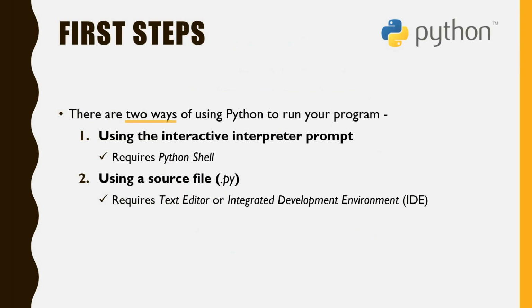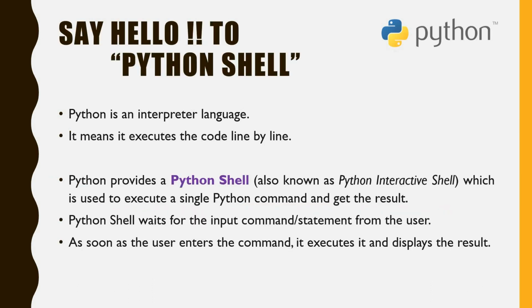There are two ways in Python to run your program. First, you can use the interactive interpreter prompt, which requires the use of Python shell. And the second way is to write your own Python program and then to execute it in the Python shell. The second option requires you to have a text editor or an IDE. Now let's say hello to the Python shell.